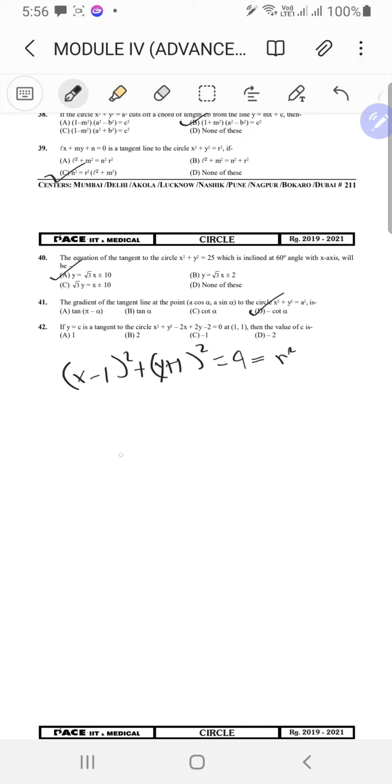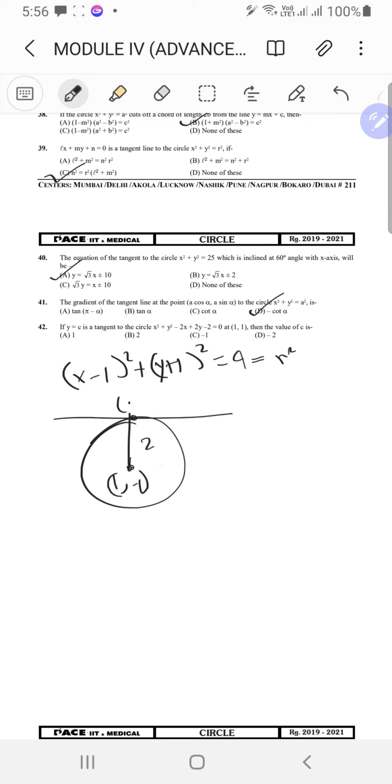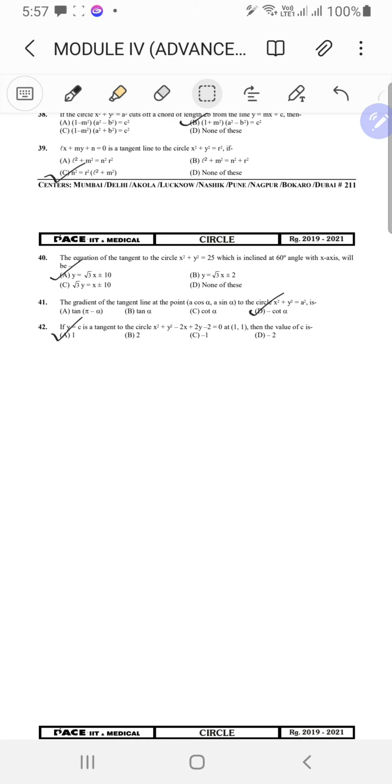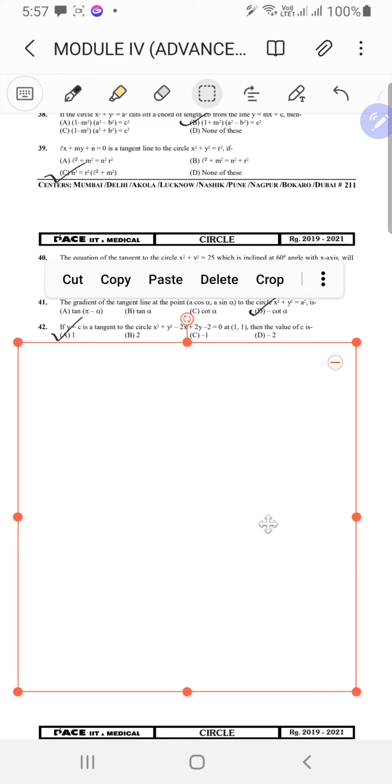And it's the tangent, right? So r is 2, which is like 1 comma minus 1, this should be 2, right? So this will be 1 comma 1. And since it's just y equal to 1, the value of c is 1 as expected, right? Because it is a tangent at 1 comma 1, so obviously that must satisfy y equals c. But whatever, just move on.